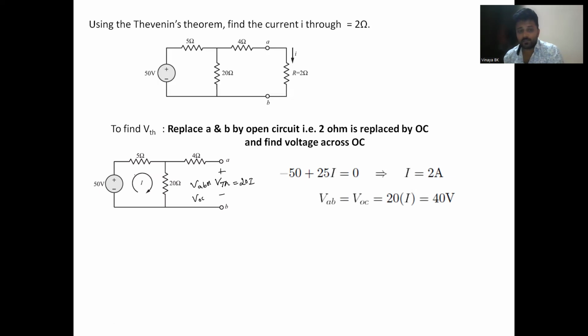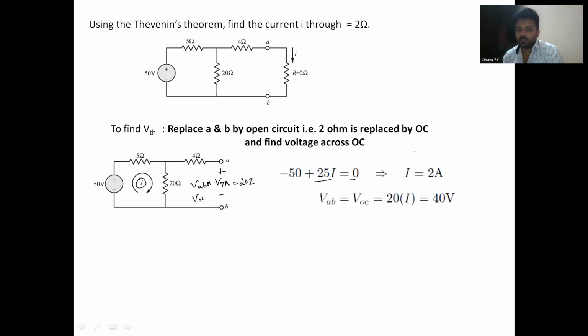The current flows through the 20 ohm resistor. You can apply KVL to find the value of current flowing through the 20 ohm resistor, or else simply you can apply Ohm's law, 50 divided by 25. Or apply KVL: minus 50 plus 5 into I plus 20 into I, that is 25 into I, equals 0.